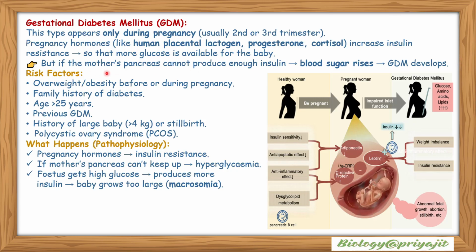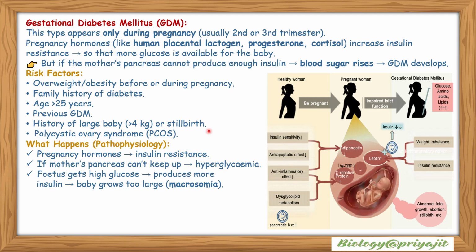Risk factors: overweight or obesity before or during pregnancy, family history of diabetes, age more than 25 years, previous GDM or gestational diabetes mellitus, history of a large baby more than 4 kg or stillbirth, polycystic ovary syndrome or PCOS. So what is the pathophysiology of gestational diabetes mellitus?